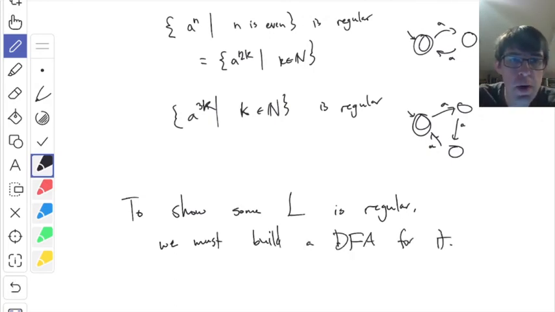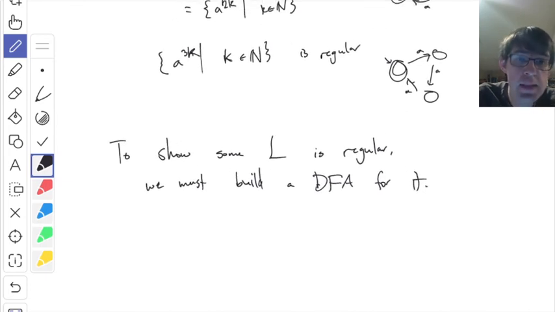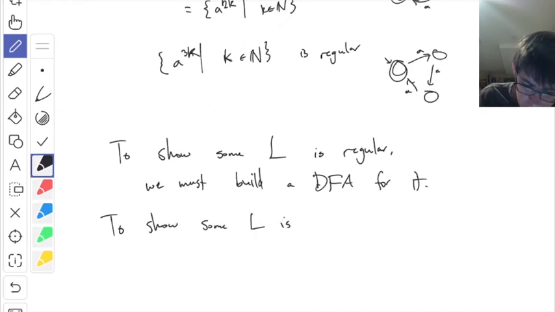Right? That's how you demonstrate that a particular language is a regular language. You have to create a DFA which accepts that language. If you want to show that some language is not regular, that is much harder. So to show some L is not regular, and this we are going to discuss eventually, but we don't have a real technique to do this yet.